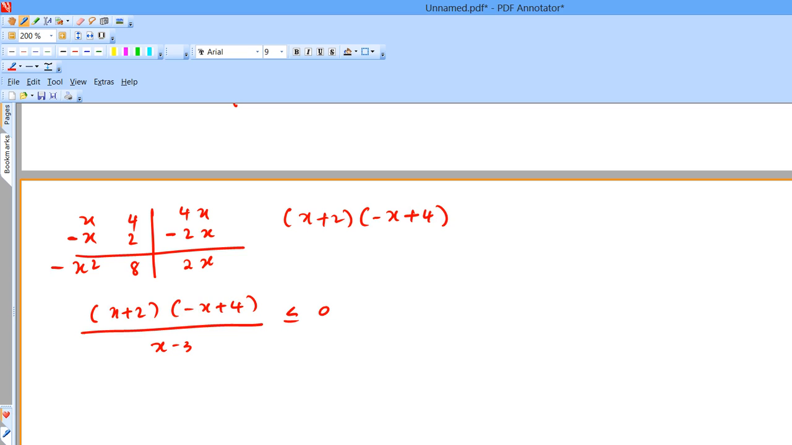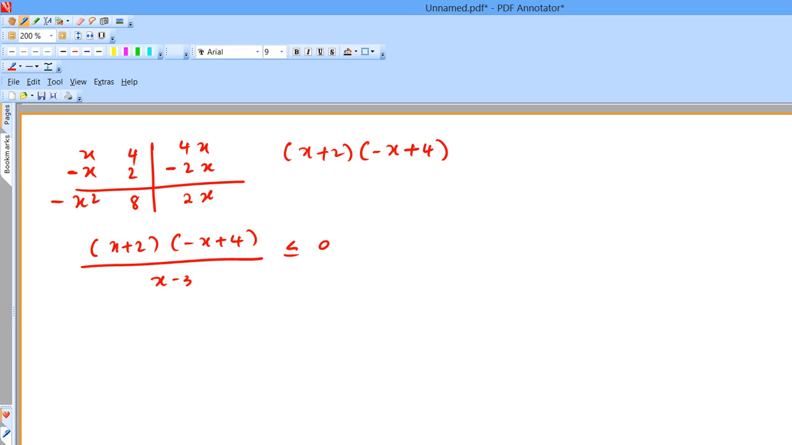Now to get the critical values, just set both numerator and denominator equal to 0. At the numerator, x plus 2 equals 0, so x equals negative 2. Negative x plus 4 equals 0, so x equals 4. And at the denominator, x minus 3 equals 0, so x equals 3. So we have 3 critical values.